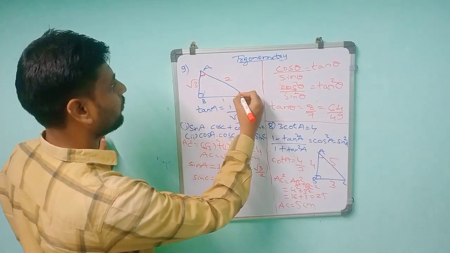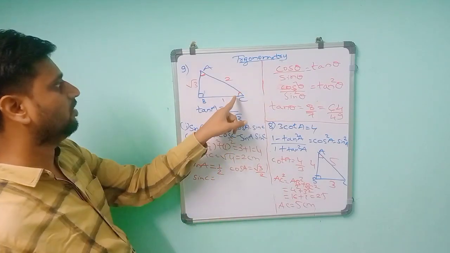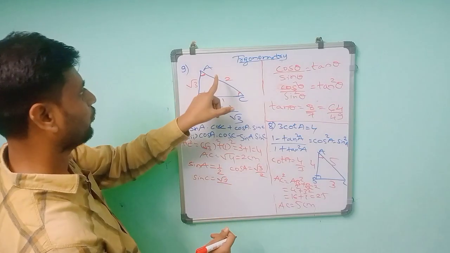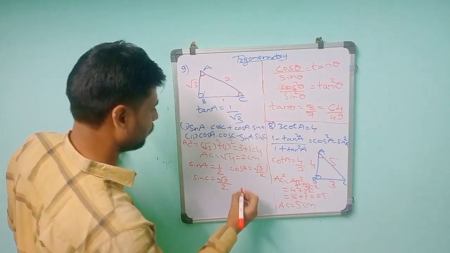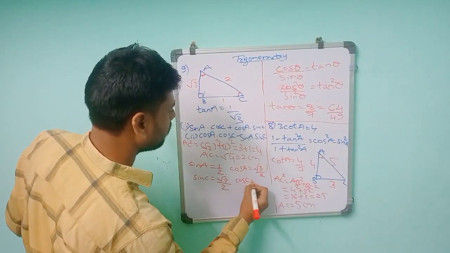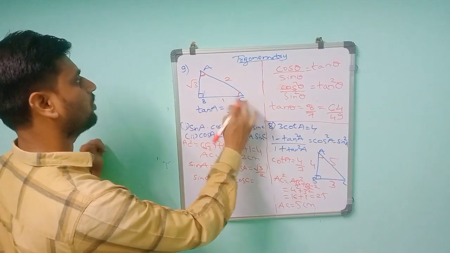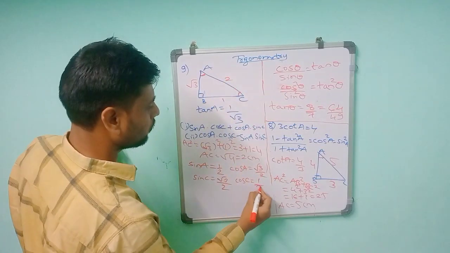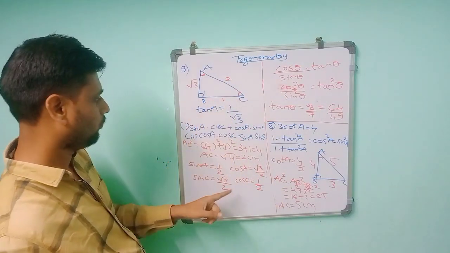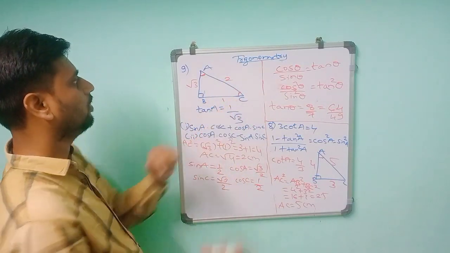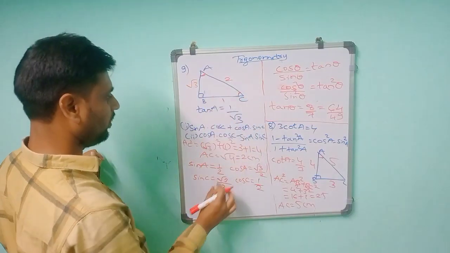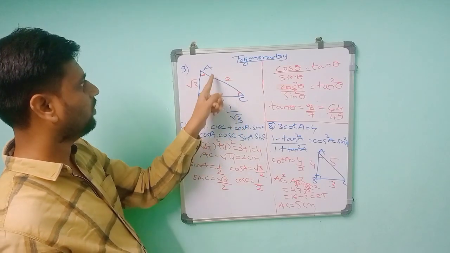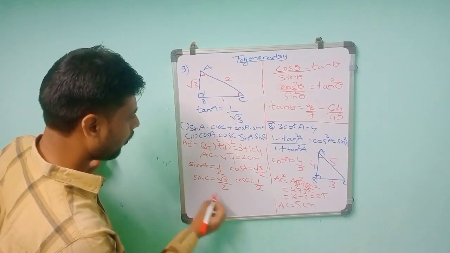Then sine C. Then I will take this angle. For this sine, opposite is this one, root 3 divided by hypotenuse is 2, root 3 by 2. Like that, cos C, this angle. For this one, adjacent is BC, 1 by hypotenuse is 2. For sin C, opposite is AB, so root 3 divided by hypotenuse is 2. So for this angle it is different, for this also different. So you got all the values.